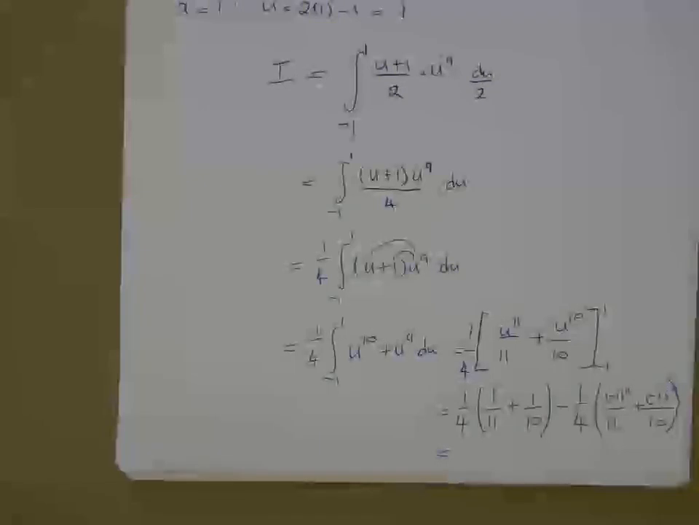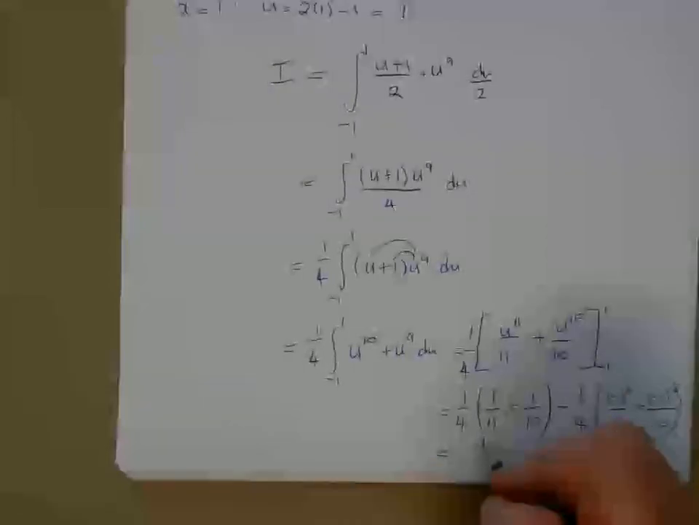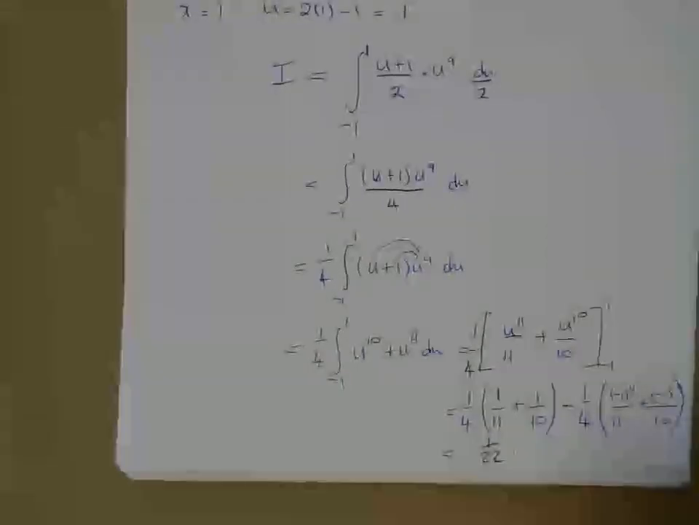And then we get our answer. What have I got here? So you can do all this in one go because we've just got fractions and numbers. And I've got, let's see what I've got. I've got it out to be 1 over 22, which I hope is right.